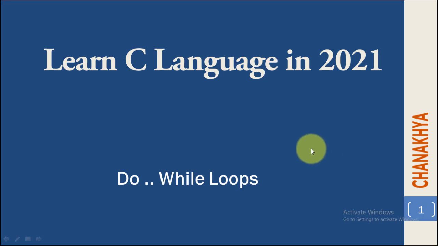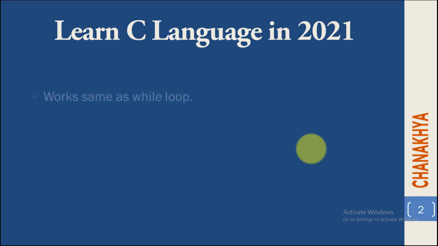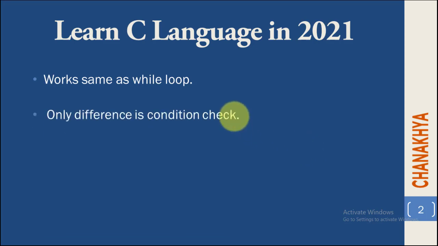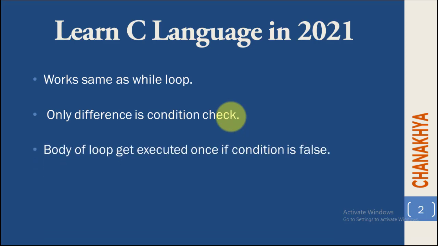So first we need to understand the do while loop. It works the same as the while loop works. The only difference is the condition check. In the while loop, we first check the condition, then we execute the body of the loop. Whereas in the do while loop, the body of the loop will get executed once and then it will check the condition. So even if the condition is false, the body of the loop gets executed once.